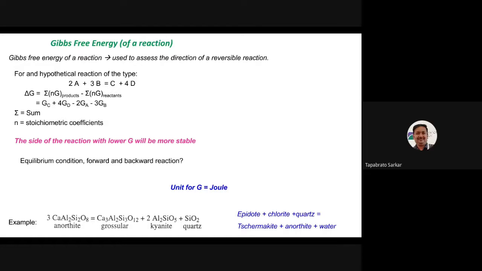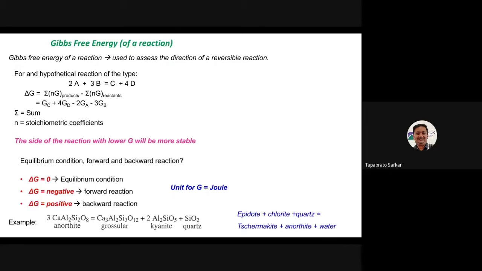Okay, so we call it a forward or a backward reaction, right? And the unit for G, the Gibbs free energy, is always joule. For example, if you take any reaction, let's say the reaction on the left or the reaction on the right, this will depend on the Gibbs free energy, or in other terms, the del G.